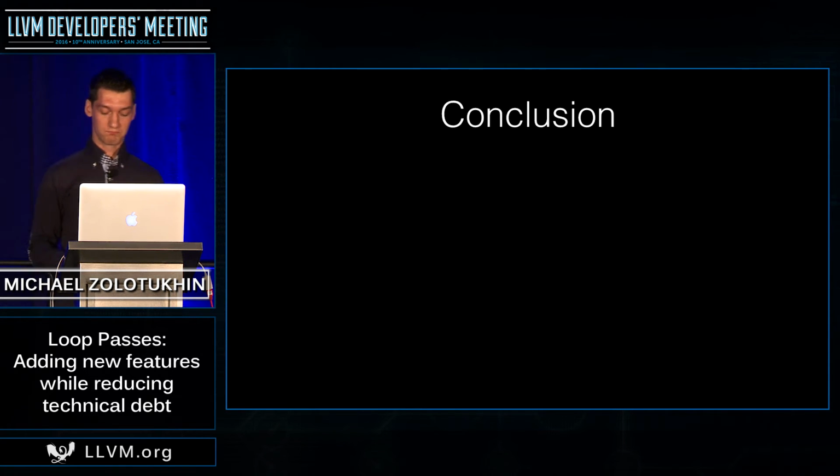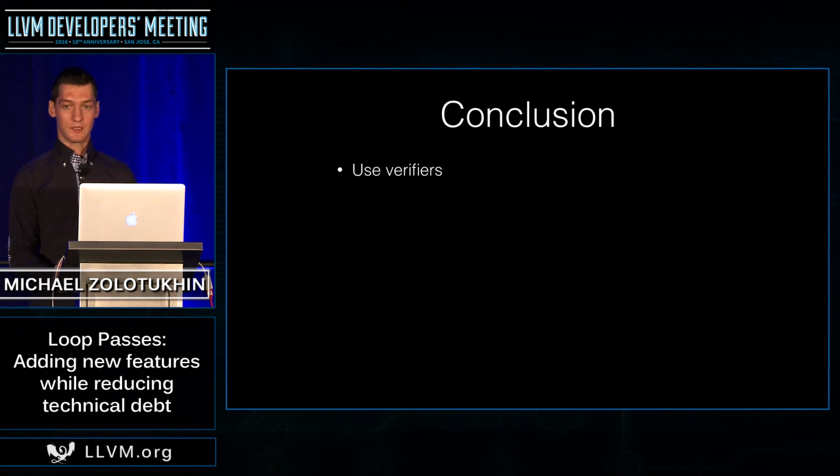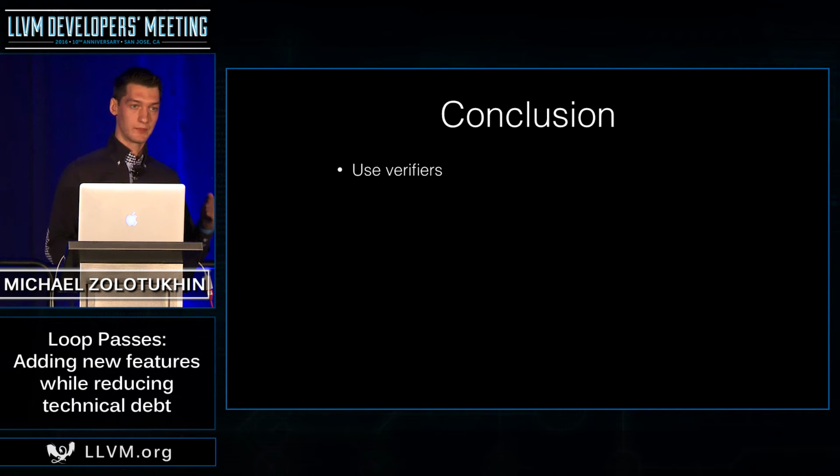I would like to take several points here. First of all, we need to use more verifiers. More verifiers is better than fewer verifiers. And I'm not talking only about the existing verifiers. We also need to think about the new code we introduce. We need to think about what we can verify there.